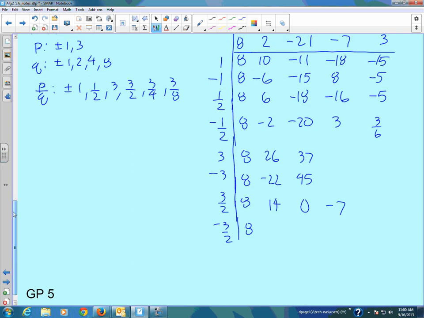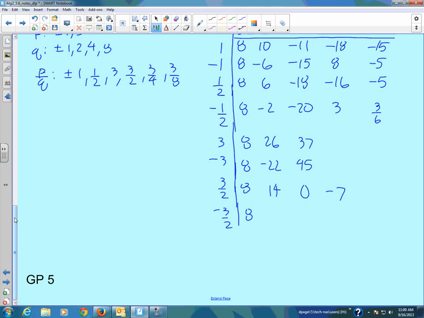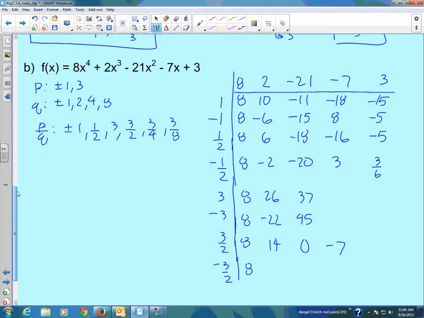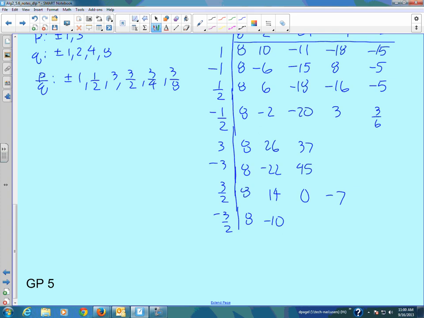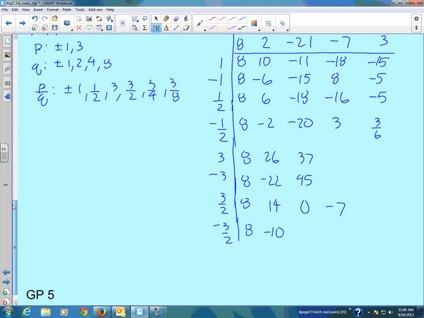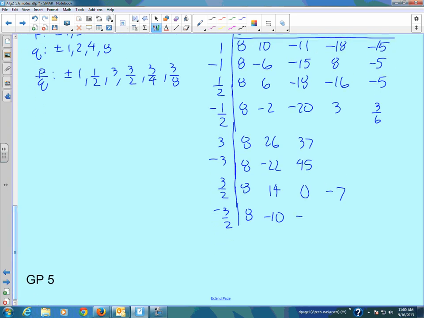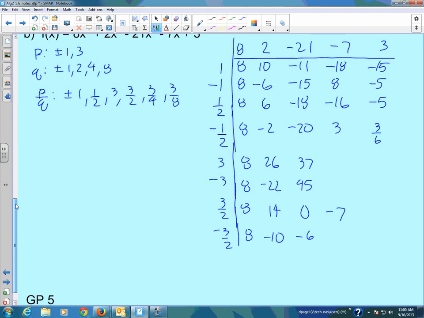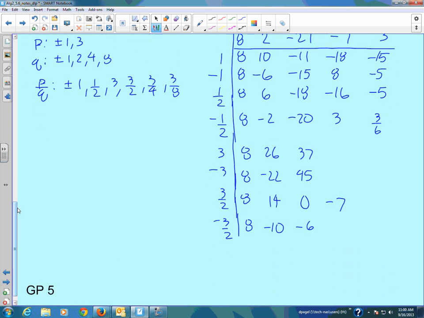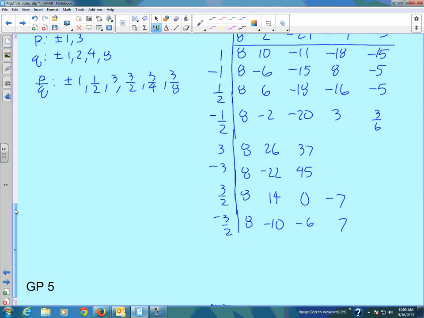Negative 3 halves. That's negative 12. Negative 12 plus 2 is negative 10. That becomes 15. 30 over 2 is 15. 15 minus 21 is negative 6. This becomes 9. 9 minus 2 is 7. And then I get stuck again.